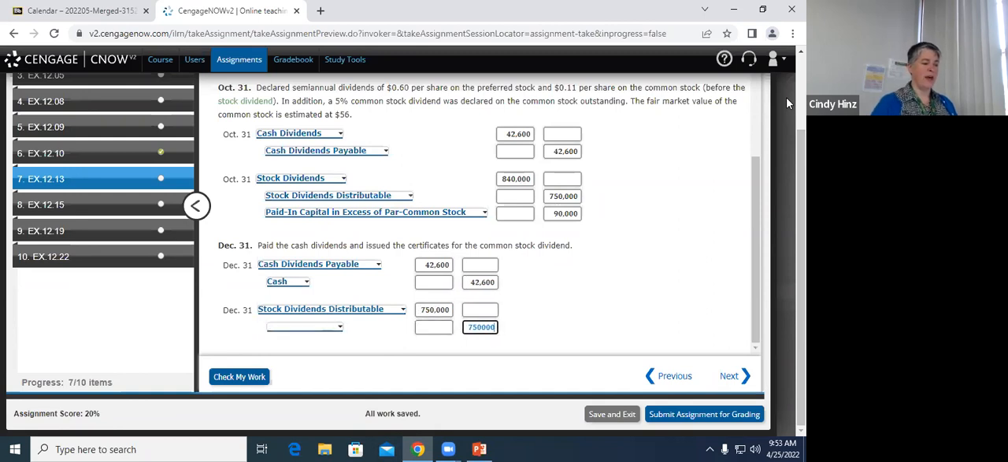And so we can move that out of distributable into the common stock account. That's the par value. And so the end result of both the cash and the stock dividends is to reduce retained earnings. For the cash dividend, obviously, we also reduce our cash. But for the stock dividend, we reduce retained earnings, but move that value into the paid in or contributed capital.